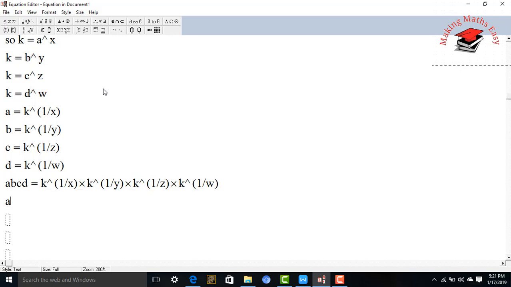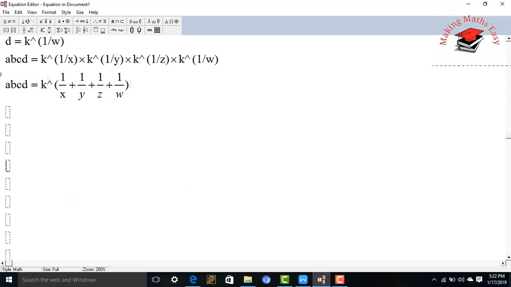So according to the law of indices, abcd equal to k raised to the combination of all these, so we will add the powers: 1 by x plus 1 by y plus 1 by z plus 1 by w, and we will close it.